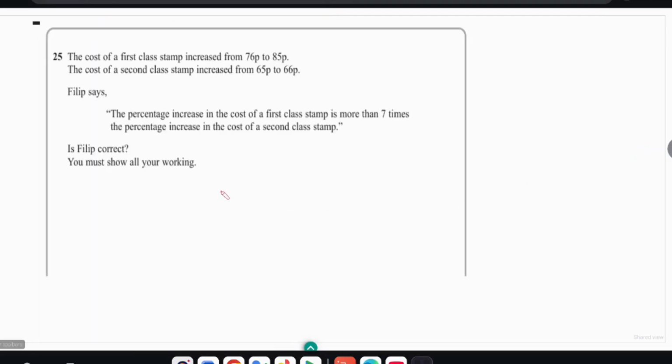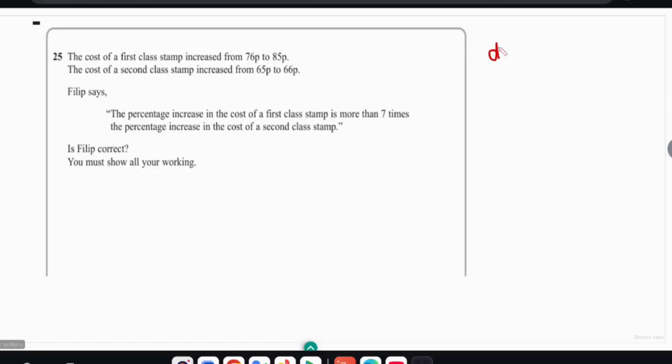Question 25. Cost of a first class stamp increased from 76p to 85p. Cost of a second class stamp increased from 65p to 66p. Philip says the percentage increase in the cost of a first class stamp is more than 7 times the percentage increase in the cost of a second class stamp. Is Philip correct? So we need to work out the percentage increase in both.